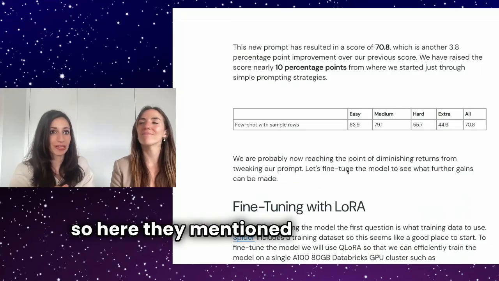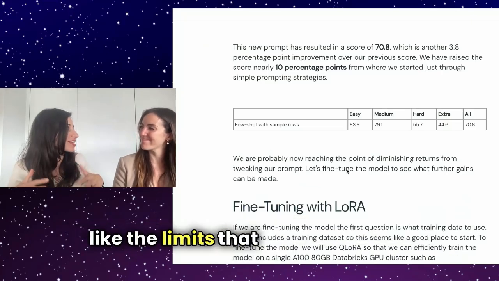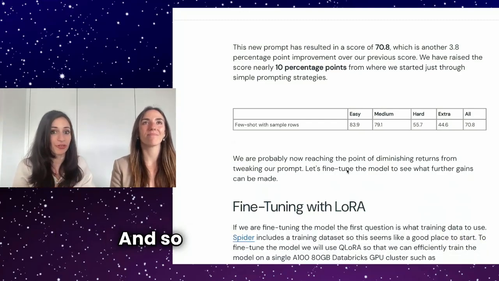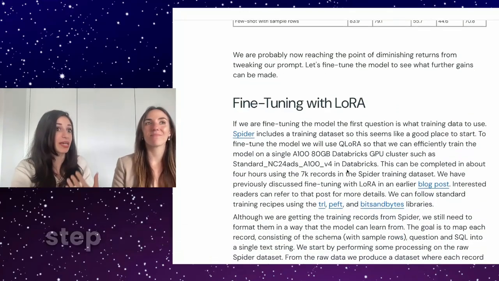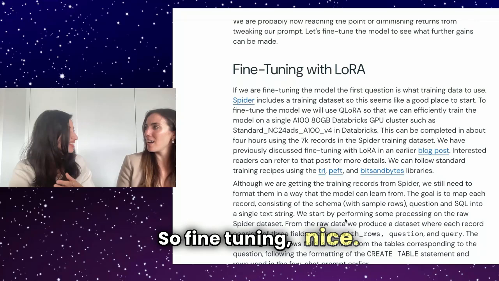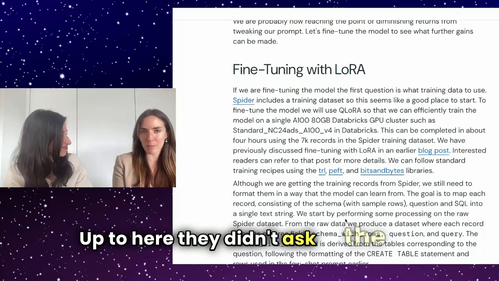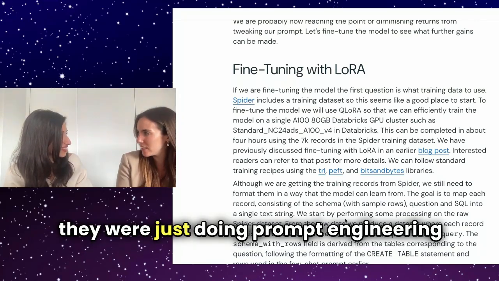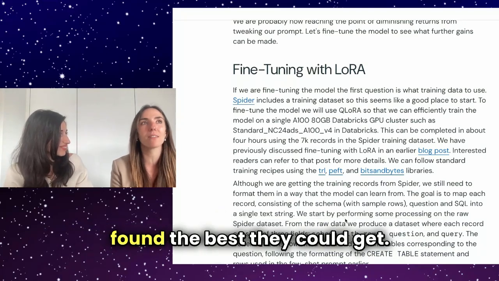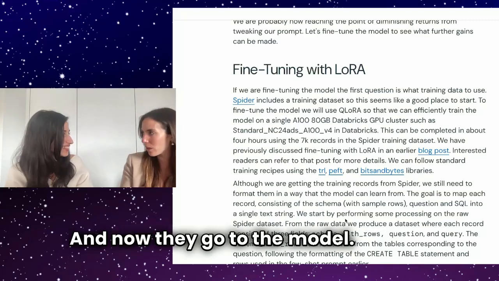Here, they mentioned they probably reached the limits of what you can get from tuning the prompt. So the next step was to fine-tune the model. Up to here, they didn't touch the model. They were just doing prompt engineering, tuning the prompt until they found the best they could get. And now they go to the model.